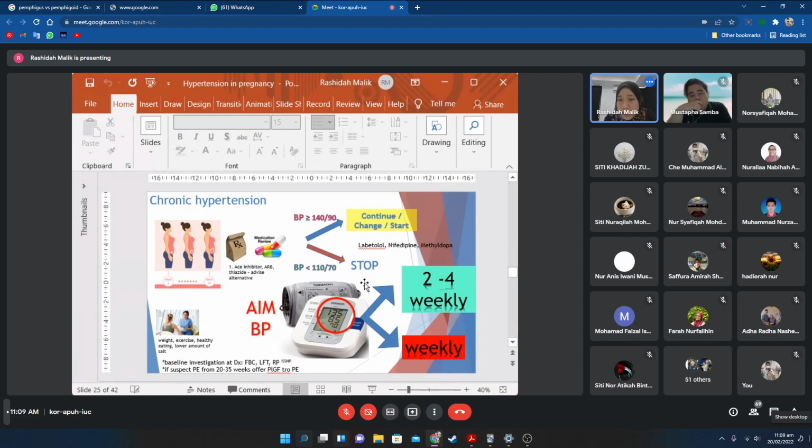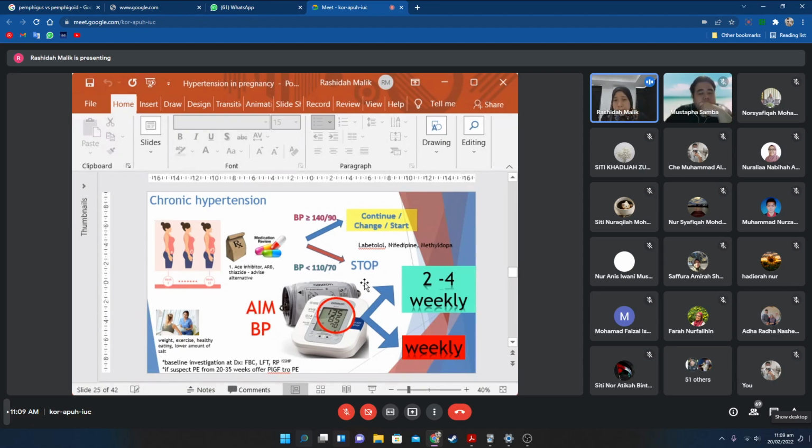Our aim would be a tight control, so it should be less than 135/85. Previously, it was recommended that control of less than 140/90 is okay, but now we are going towards a tighter control, so less than 135/85. You have to remember this. Why? Because it has been shown that it can reduce complications of severe hypertension such as intracranial bleed.